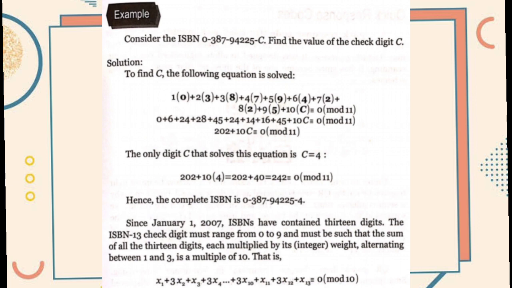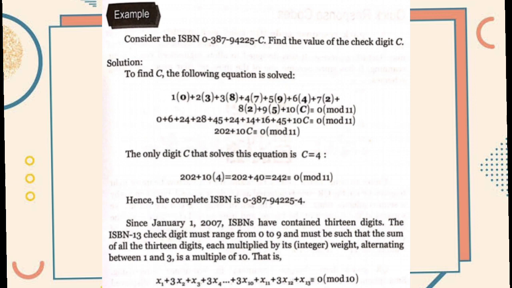So, the answer is 202 plus 10C is congruent to 0 modulo 11. The only digit C that solves this equation is C equals 4. 202 plus 10 times 4 is equal to 202 plus 40 is equal to 242, congruent to 0 modulo 11. Hence, the complete ISBN is 0-387-94225-4.